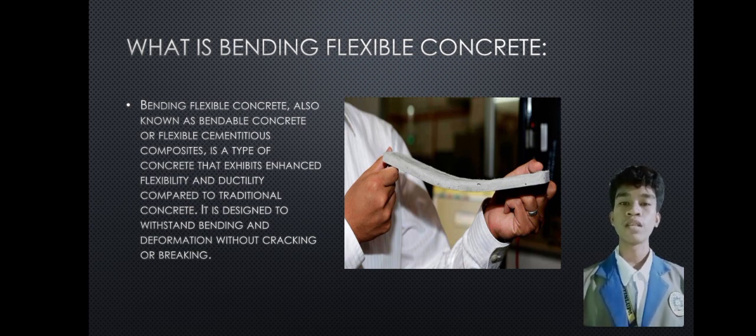Bending flexible concrete is typically composed of a mix of cement, aggregates, and additives that enhance its flexibility and durability. These additives may include polymer fiber, synthetic fiber, or reinforcing materials that improve the concrete's ability to withstand bending forces.